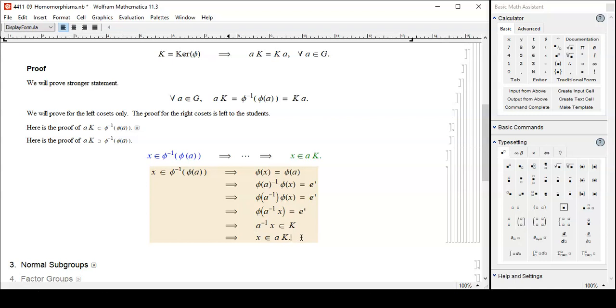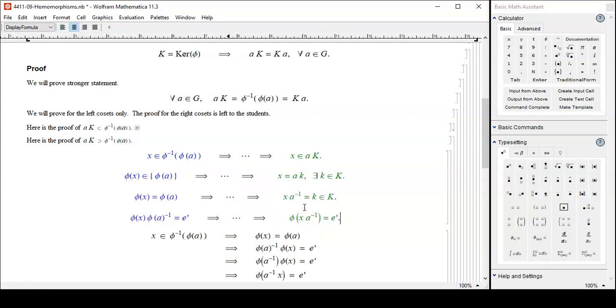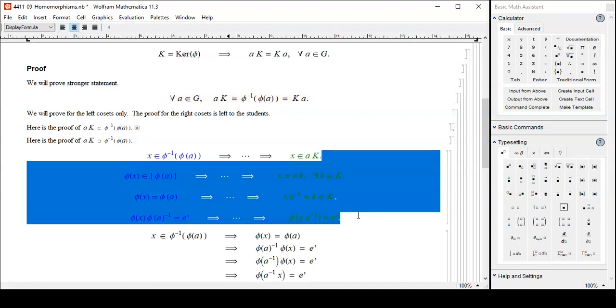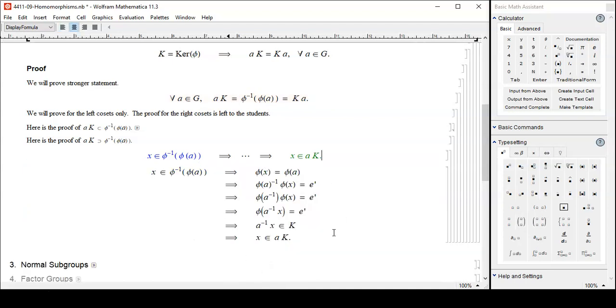And then I think I wrote backward over there. I wrote A inverse to the right in the expression. Let's see. Yeah, I wrote A inverse to the right here. A inverse to the right here. And that's going to be needed to prove this right coset relation actually. So this technique is going to be necessary for the part I left to the students. The left coset part is right here.